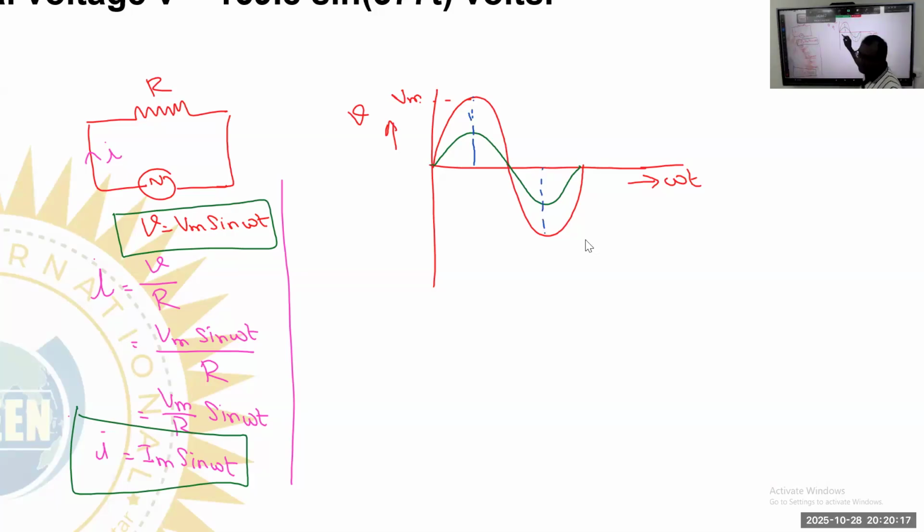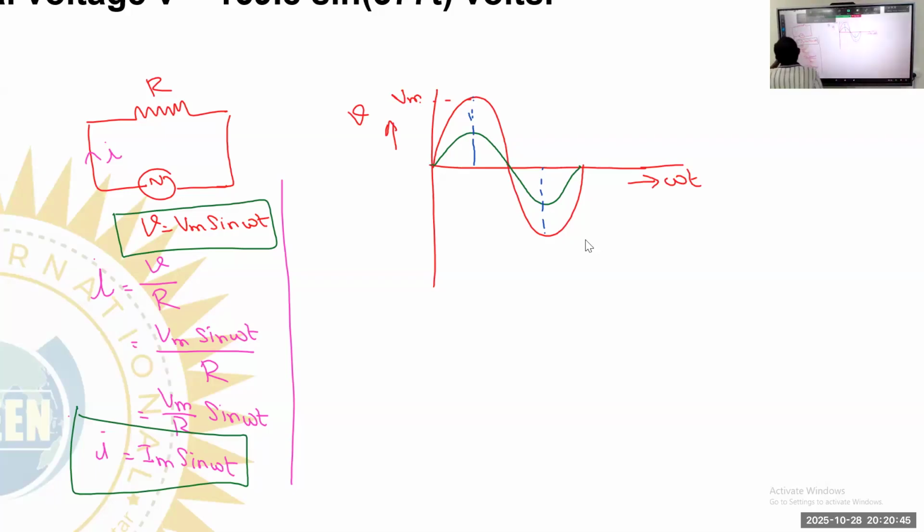So at 90 degrees, both voltage and current are maximum. So from this, what do we understand? Voltage and current flow in the same direction. Correct? At 0 degrees, voltage is 0 and current is 0. At 90 degrees, voltage is maximum and current is maximum. So that's why this is the waveform.